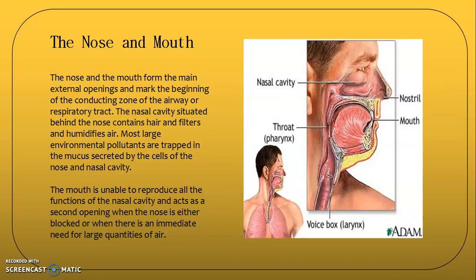The nose and the mouth form the main external openings and mark the beginning of the conducting zone of the airway, or the respiratory tract. The nasal cavity, situated behind the nose, contains hair and filters and humidifies air. Most large environmental pollutants are trapped in the mucus secreted by the cells of the nose and nasal cavity. The mouth is unable to reproduce all the functions of the nasal cavity and acts as a second opening when the nose is either blocked or when there is an immediate need for large quantities of air.